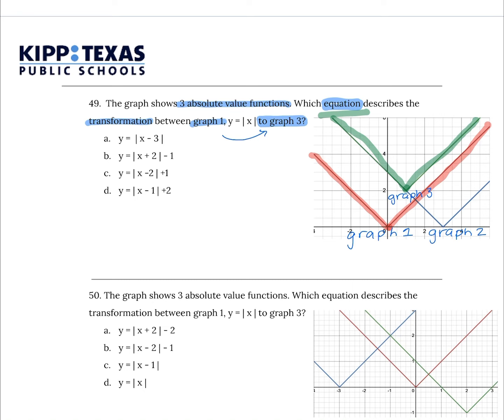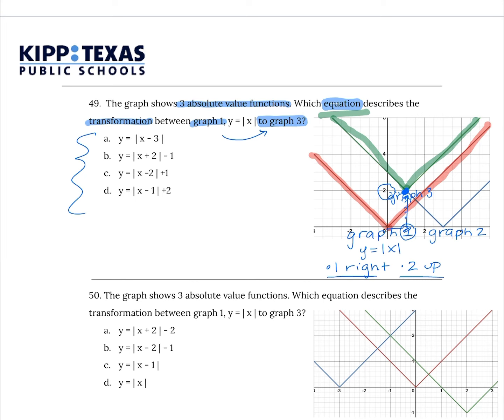If I look at graph 1, it is my original equation of y equals the absolute value of x. So I need to know, how did I get graph 3? Well, if I look at graph 3, I see that I went 1 to the right and 2 up. From 0, 0, I went 1 to the right and then 2 up. So out of all of these four equations, only one is going to tell me that I went 1 right and 2 up.